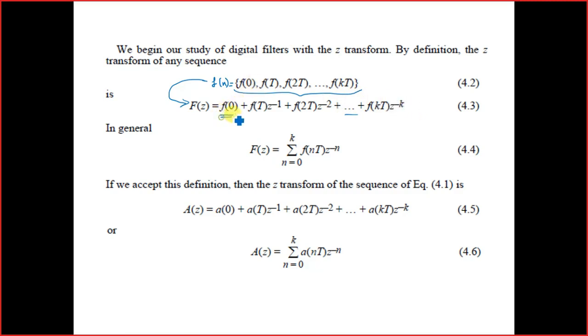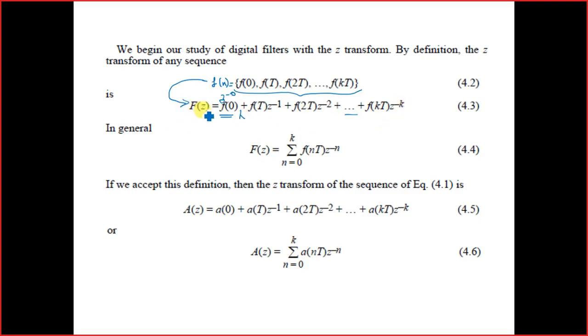So when we are talking about this F0, there is no Z term. Actually here also there is a Z term, and that is basically Z to the power minus 0, which becomes 1, and hence we get the component as F0. Okay. So you can see, if we have a sequence of numbers or signals, discrete time signals, we can easily convert the signal into the Z transform domain just by applying a small trick.